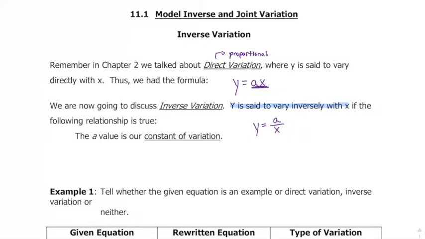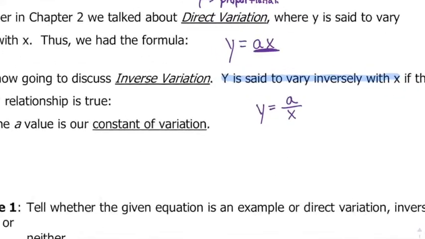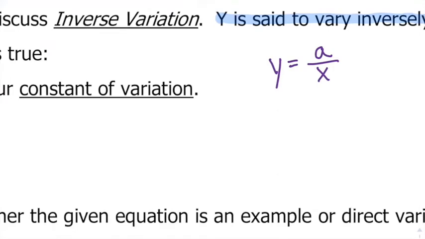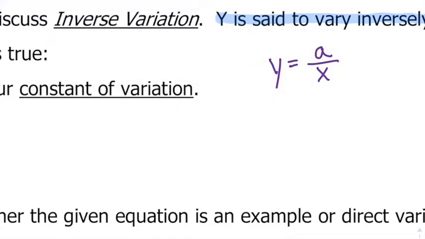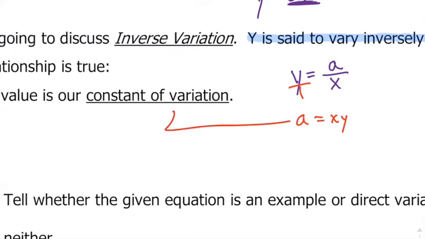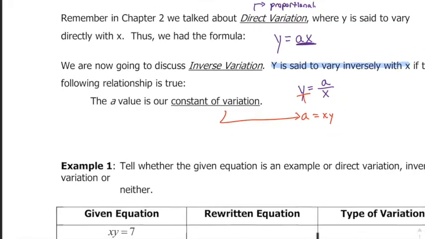A is going to be our constant of variation. Usually this is some type of number that we're going to have. Sometimes we're going to have to solve for this number. To solve for this number, if we were to theoretically get a by itself in this equation, I guess we could put y over 1, and then we could say a is equal to x times y. So a, or the constant of variation, is always going to be the x and the y values multiplied together.